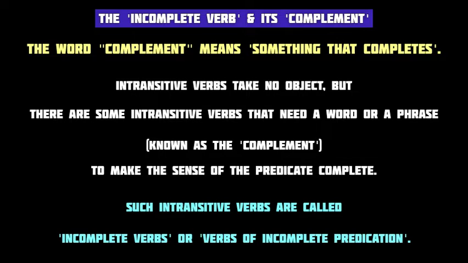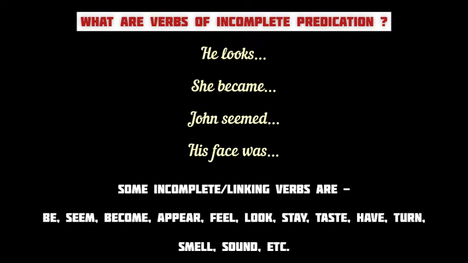But there are some intransitive verbs that require a word or a group of words to make the sense of the predicate complete. So these intransitive verbs are called incomplete verbs or verbs of incomplete predication. Now see these 4 examples of incomplete verbs on your screen. He looks, she became, John seemed, his face was.